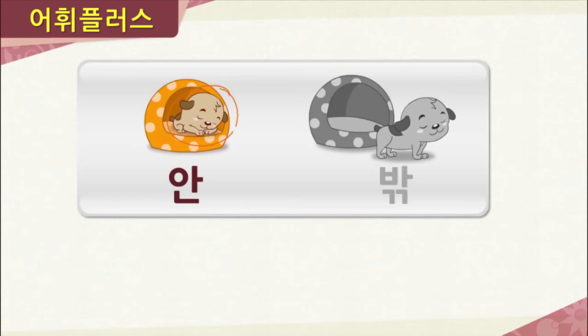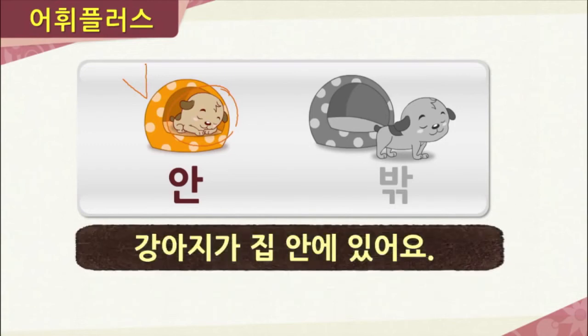Now, what is this right here? Right, it looks like the puppy's home. In Korean we would just say 집. So, let's look at this puppy. Where is the puppy? Correct, it is inside the house. So we would say 집 안. Now if we were to make this into a complete sentence, we would say 강아지가 집 안에 있어요.